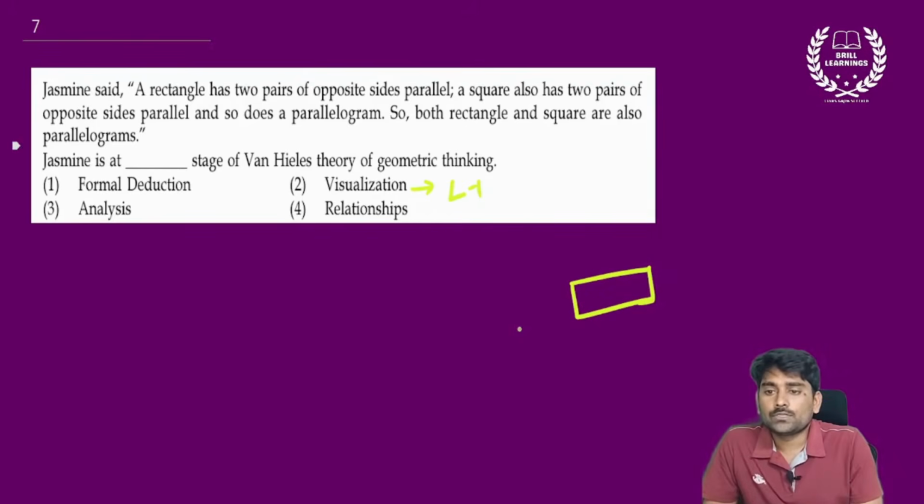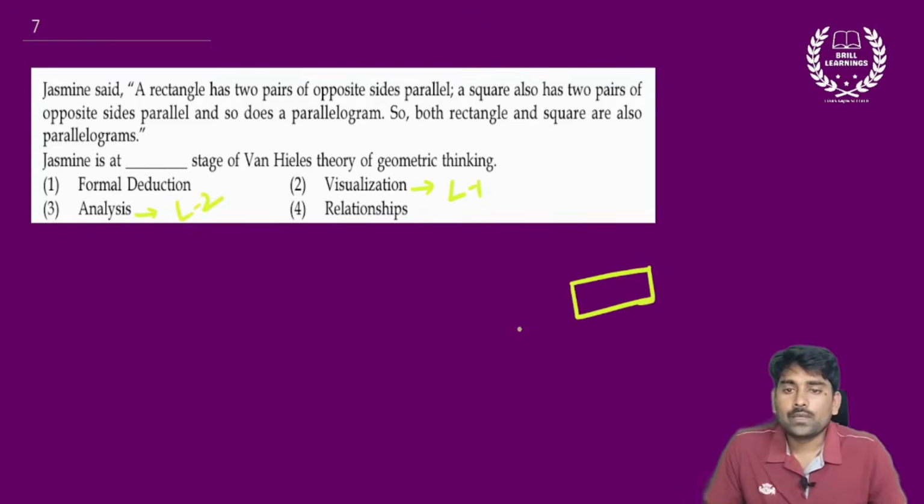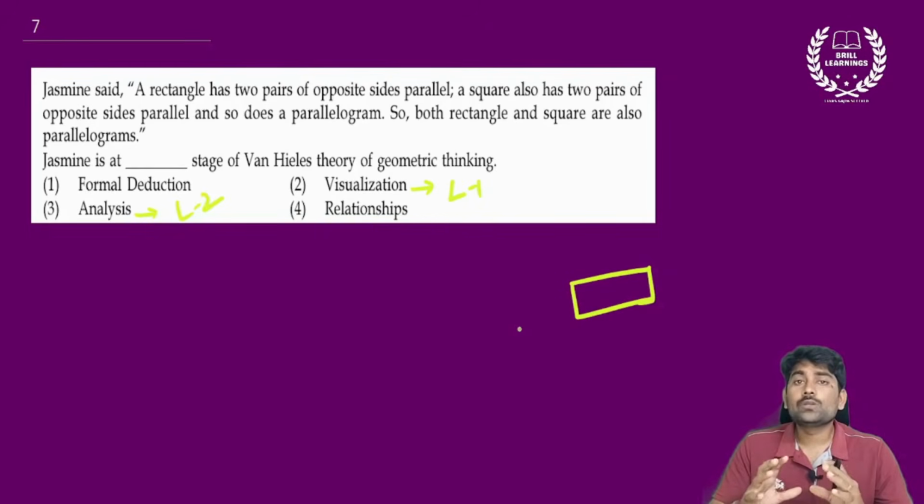Coming to the second stage. Analysis is the second stage of Van Hiele's theory of geometric thinking, in which students start analyzing the properties. They list out all the properties of the shapes, but they do not compare those properties with the properties of other shapes.